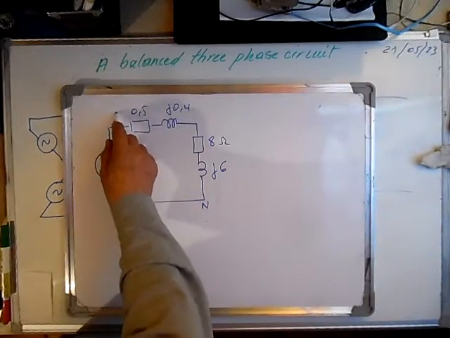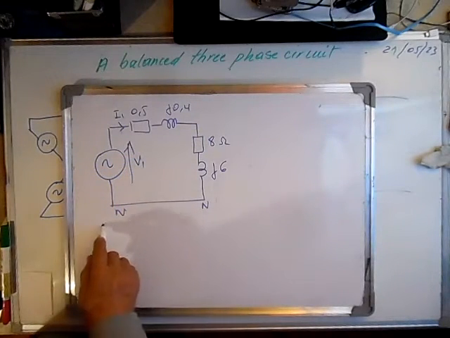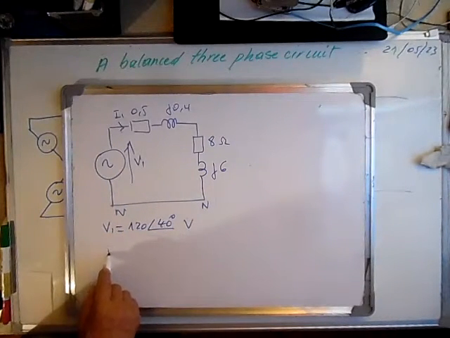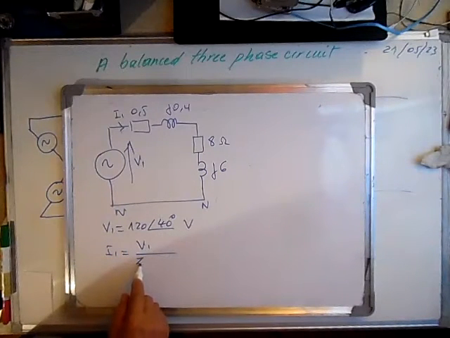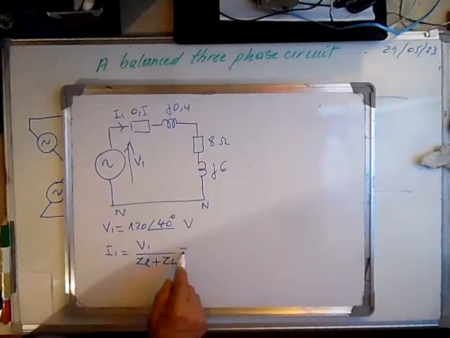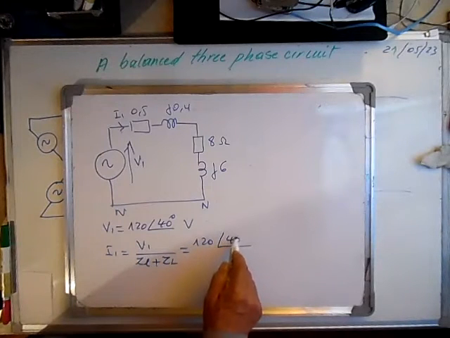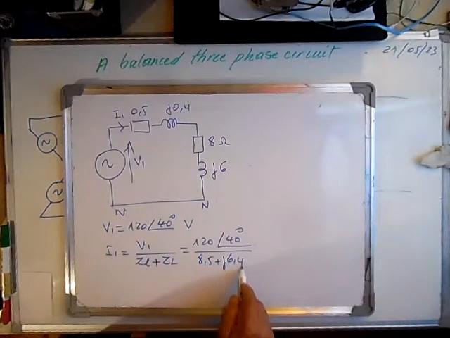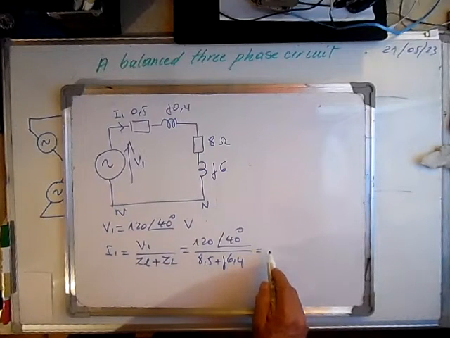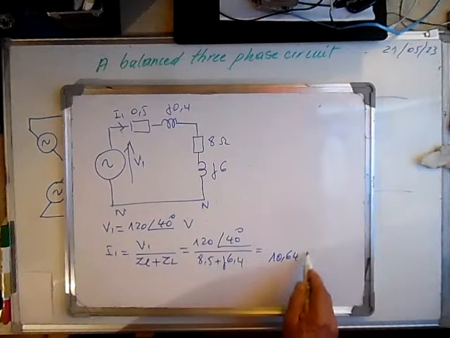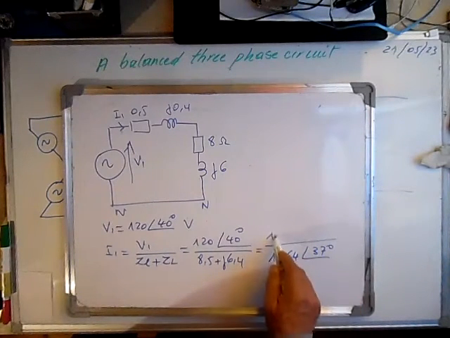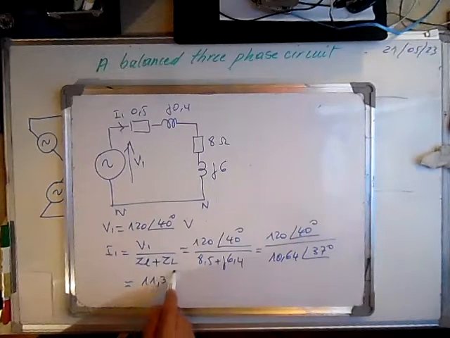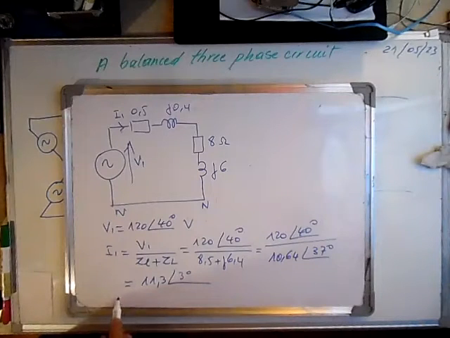So we can calculate I1. This is V1, and V1 is given as 120∠0 degrees volts, and I1 can be calculated as V1 over the line impedance plus the load impedance. So it's 120∠0 degrees over 8.5 plus j6.4, and in polar form the impedance is 10.6∠37 degrees. 120∠0 degrees will give us a current of 11.3∠-37 degrees, and from here we can calculate I2 and I3.